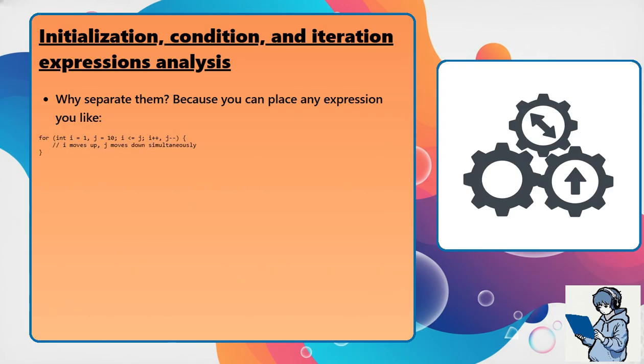Why separate them? Because you can place any expression you like. for (int i = 1, j = 10; i <= j; i++, j--) { // i moves up, j moves down simultaneously }. The loop stops when i <= j becomes false, that is, when the two counters cross.